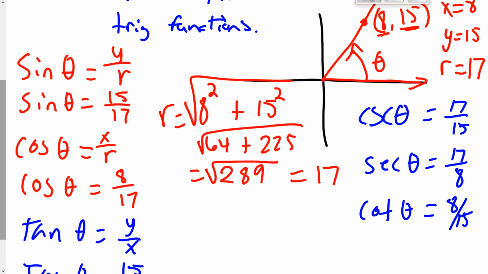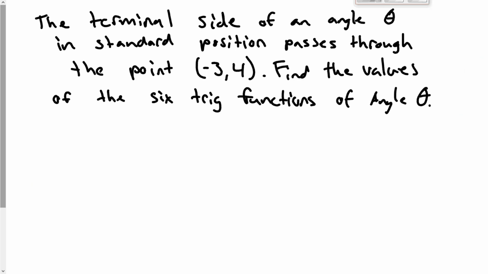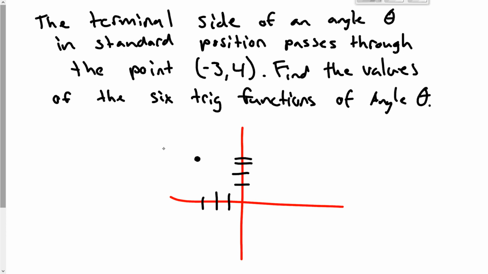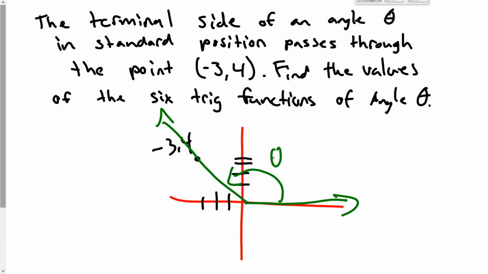So here's another one. Standard position, we end at negative 3, 4. So go ahead and graph that point. Negative 3, up 4. Okay, and now go ahead and draw your triangle. You can draw your position first. So we're looking at this angle that goes from here to here. Call it theta, or whatever.